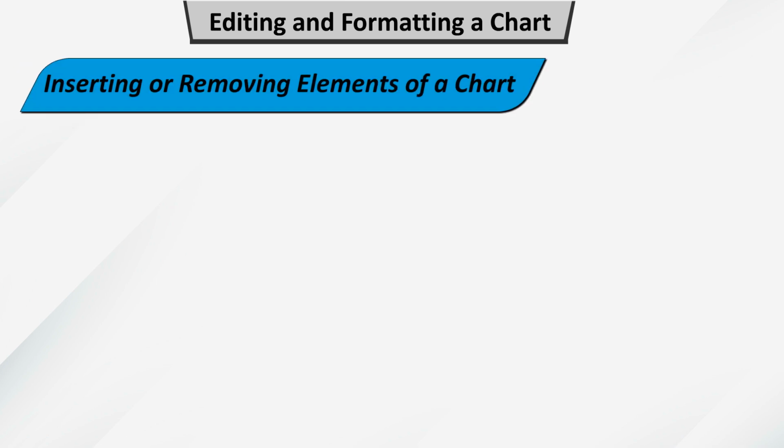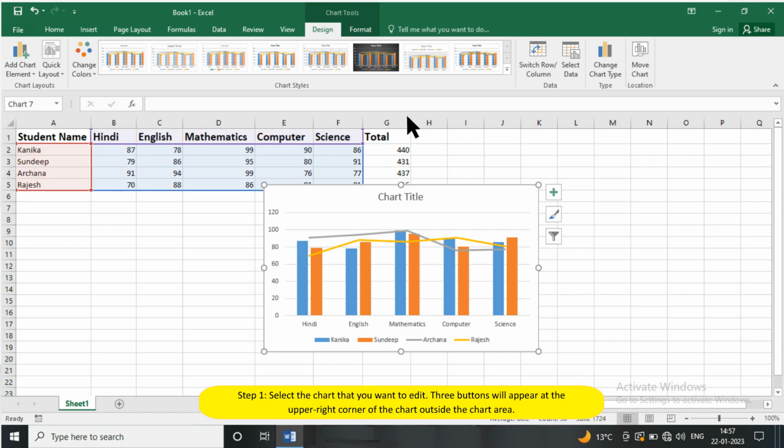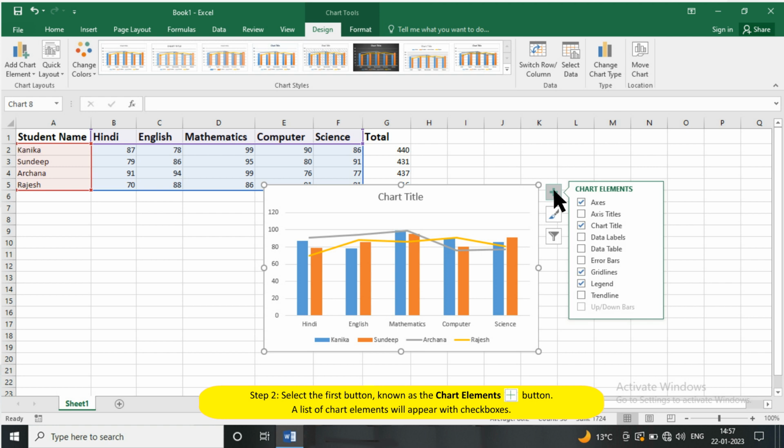Inserting or removing elements of a chart. The chart elements add more description to your charts. This helps in making your charts more meaningful and visually appealing. Follow these steps to change the chart elements. Step 1. Select the chart that you want to edit. 3 buttons will appear at the upper right corner of the chart outside the chart area. Step 2. Select the first button, known as the Chart Elements button.